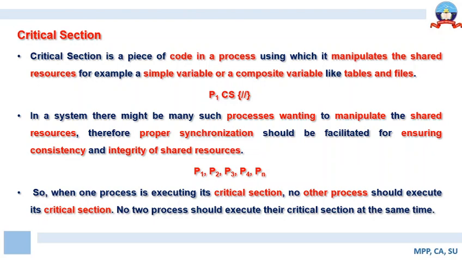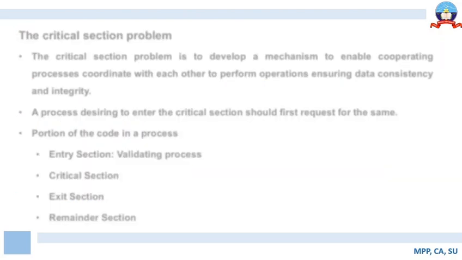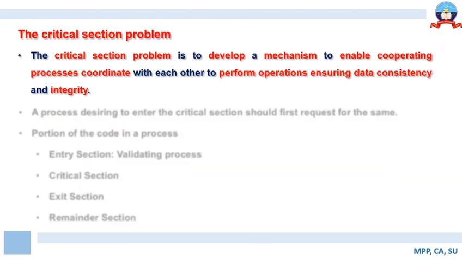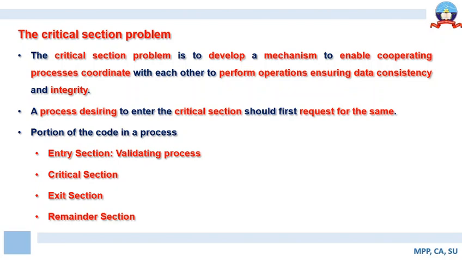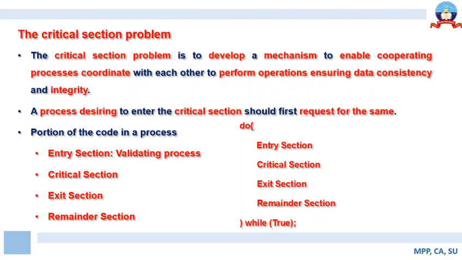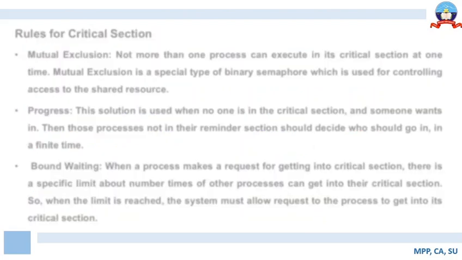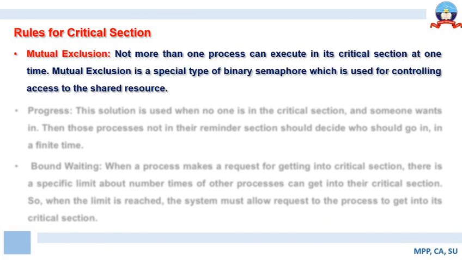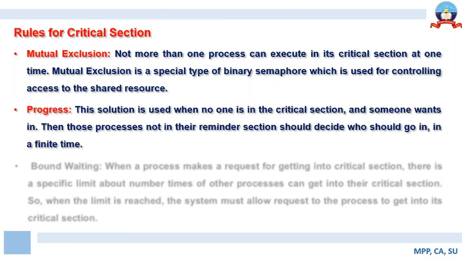Then we came across the basic principle of critical section execution, and then we discussed the critical section problem, where we discussed the way the organization of the business process should be done. The organization of the business process should have an entry section, critical section, exit section, and remainder section. Then we discussed a very simple programming construct for the same, and then we moved on to the rules of critical section, where we discussed mutual exclusion, progress, and bounded waiting.